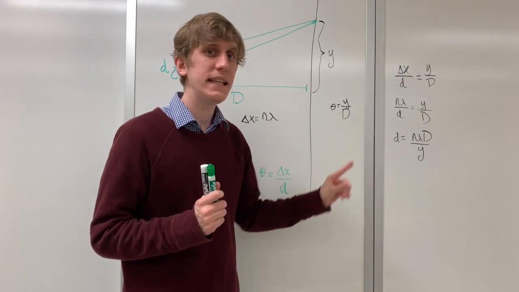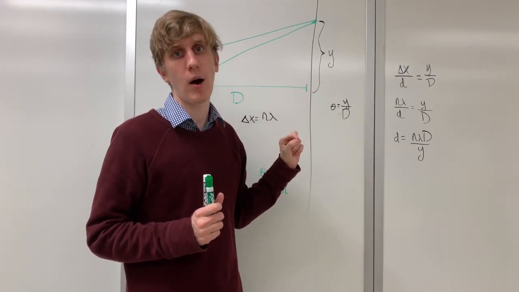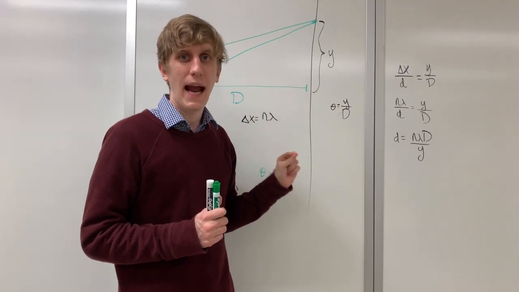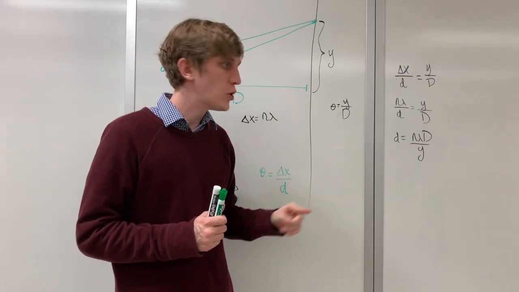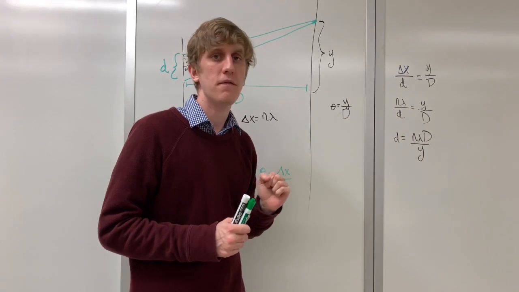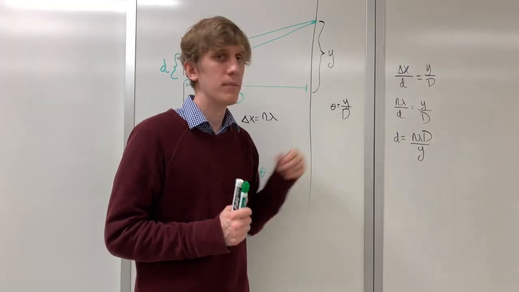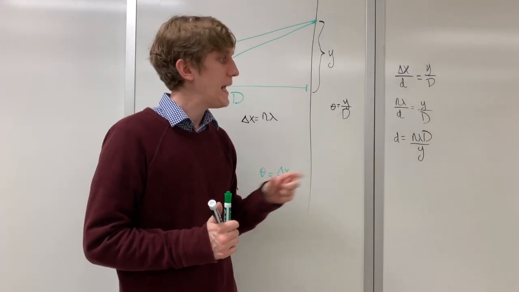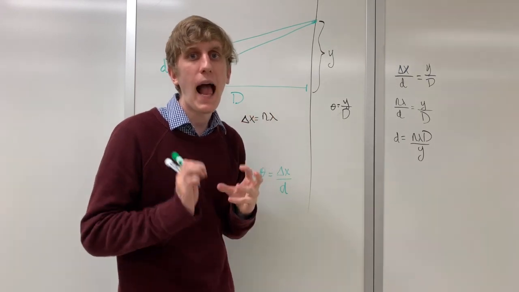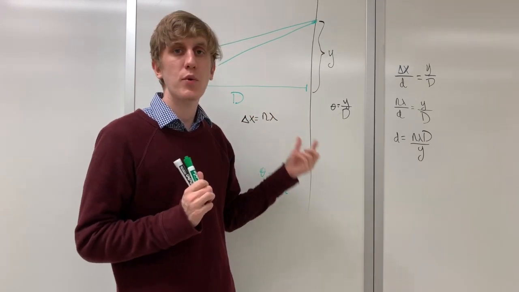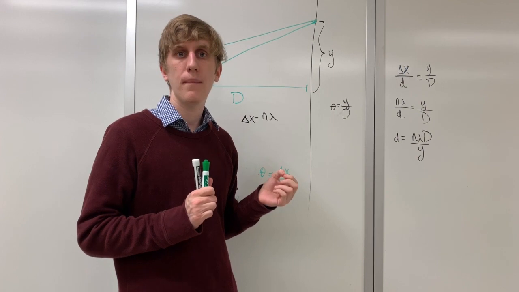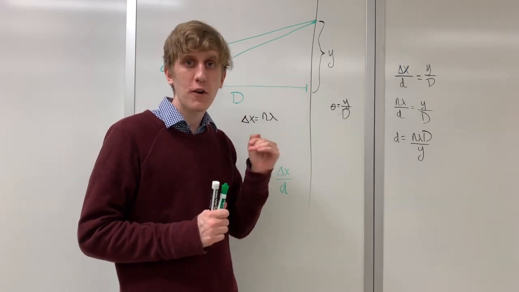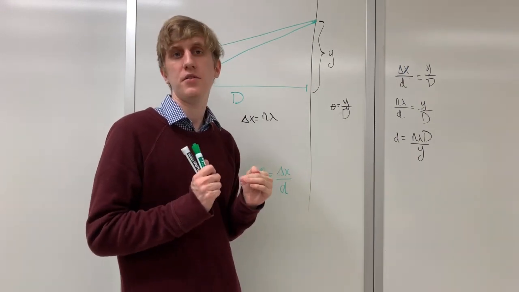Y is the distance between the central bright spot and the bright spot that we happen to be looking at. So even though n can take on a bunch of values, y can take on a bunch of values too. In order for our approximations to be accurate, though, we need to be measuring near the central bright spot. That's why I measured the first bright spot above the center.